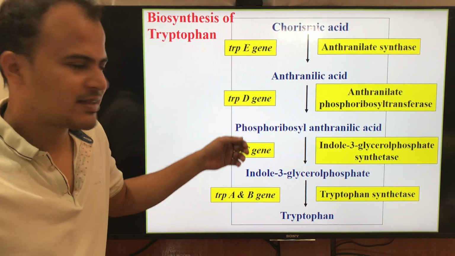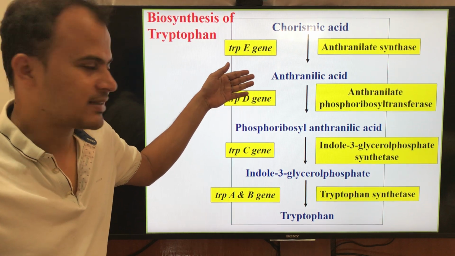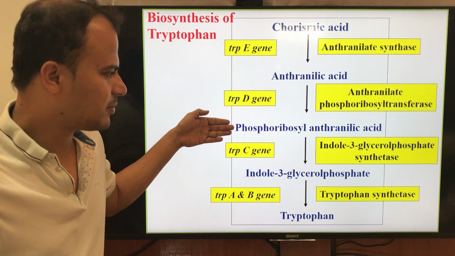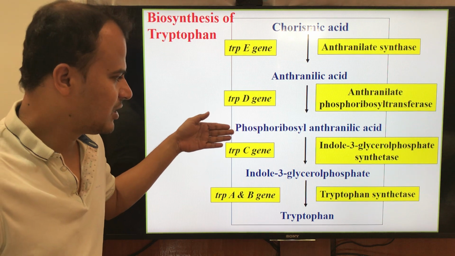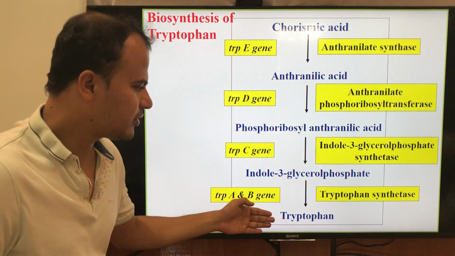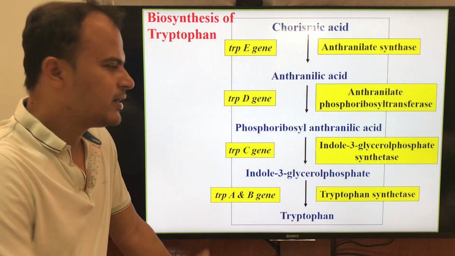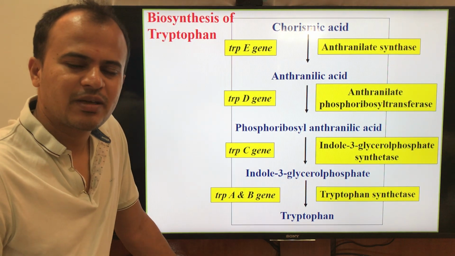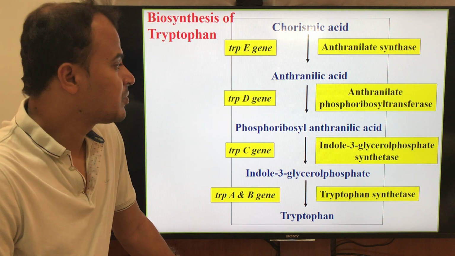So chorismic acid gets converted into anthranilic acid. Anthranilic acid becomes phosphoribosyl anthranilic acid. Phosphoribosyl anthranilic acid becomes indole 3-glycerol phosphate. Indole 3-glycerol phosphate becomes tryptophan. These are the biochemical steps involved in tryptophan biosynthesis.